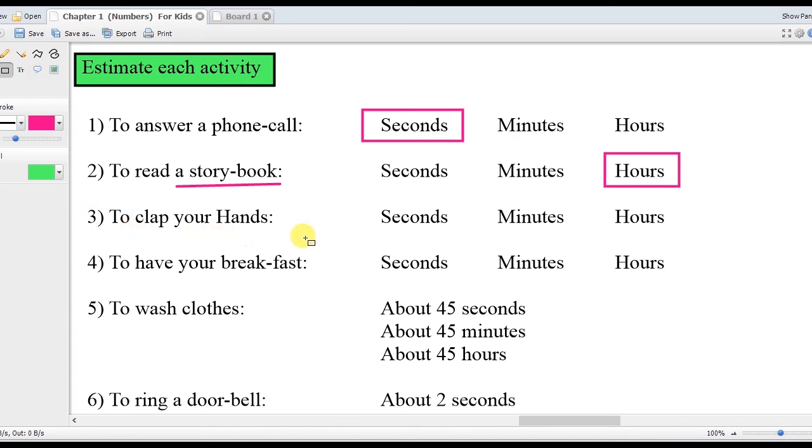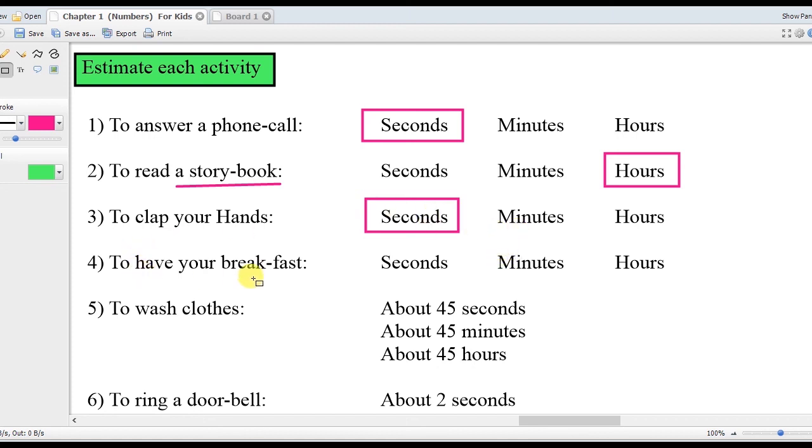To clap your hands. Normally when there is an occasion when you're happy or when you are going to give credit to someone on their success, you clap, right? So in that case, how long do you usually clap? For seconds, not even for minutes, otherwise your hands will get hurt, right? Your hands will get painful.